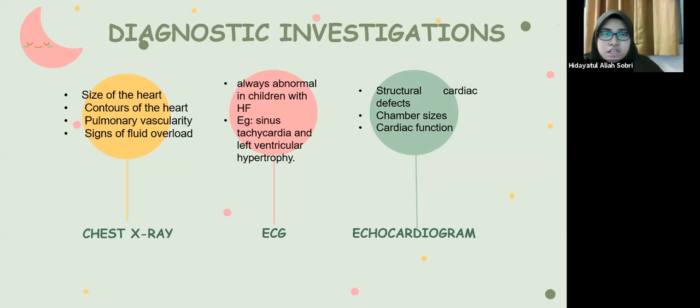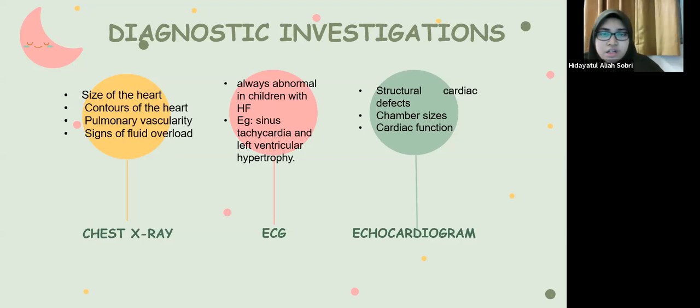So there are three diagnostic investigations, which are chest X-ray, ECG, and echocardiogram. Chest X-ray is usually the first line of investigation. We want to see the size of the heart, whether the heart is small, normal, or large, and the contrast of the heart, the pulmonary vascularity, whether it is increased or decreased, and the signs of fluid overload, such as cardiomegaly, Kerley lines, and pulmonary edema.